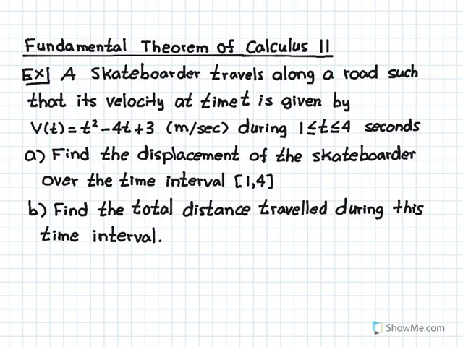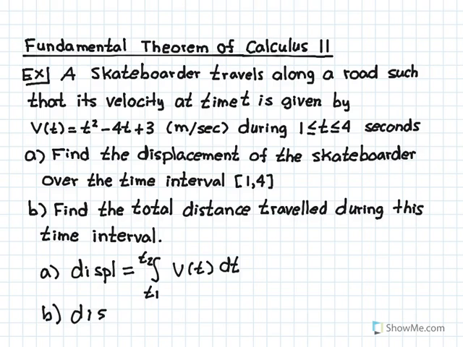Part A, find the displacement of the skateboarder over the time interval 1 to 4. Part B, find the total distance traveled during this time interval. For part A, we're going to need a displacement. The displacement is just going to be the definite integral from time 1 to time 2, integrate the velocity function. That gives us the displacement. For part B, we need the distance. The distance is going to be integral from t1 to t2, but here's a key distinction. We have to use the absolute value of the velocity.